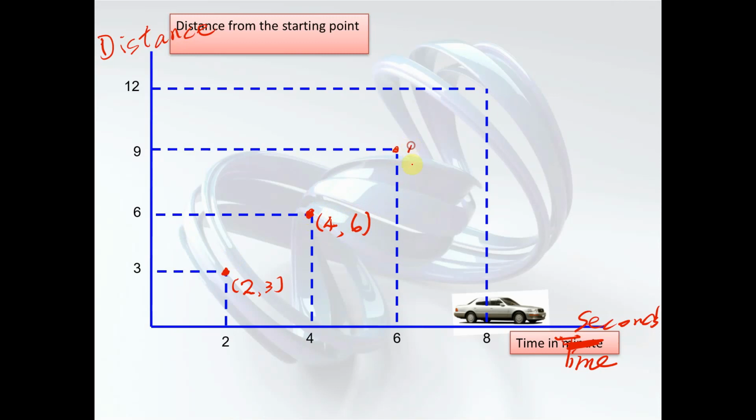And at 6th second, you are 9 feet away from the starting point. And at 8 seconds, you are 12 feet from the starting point. So if you connect all these points, you see a straight line, which is like our previous two examples.